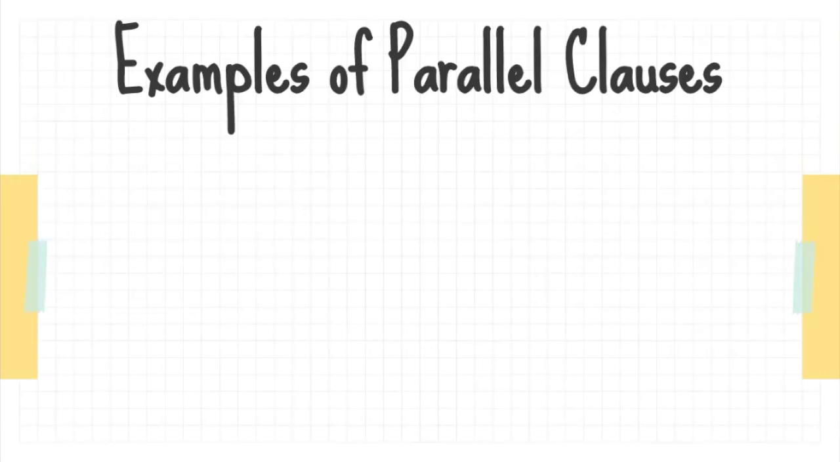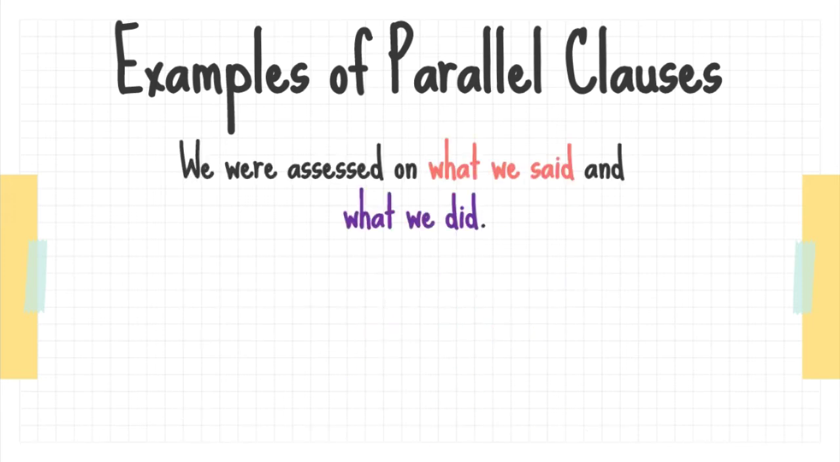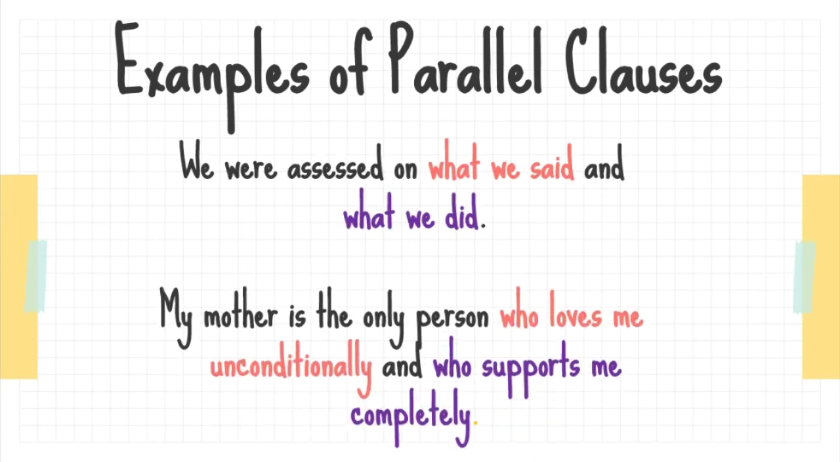Examples of parallel clauses. We were assessed on what we said and what we did. My mother is the only person who loves me unconditionally and who supports me completely. Here, a parallel structure that begins with a clause must keep the same clause. Changing to another pattern or form and voice of the verb will break the parallelism.